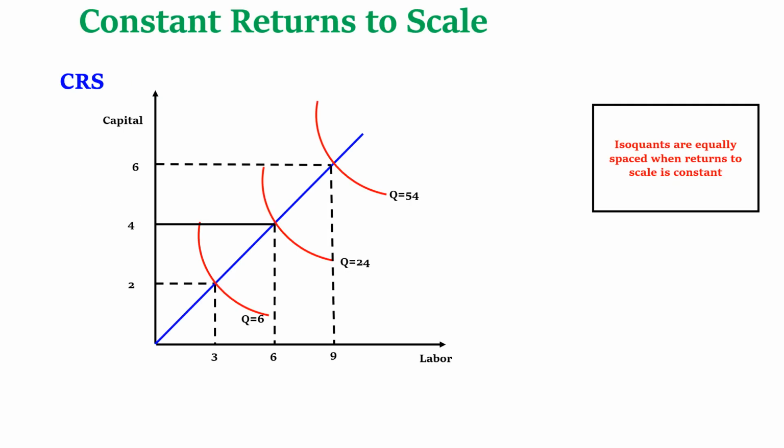So when the farm exhibits constant returns to scale, the isoquants are all what? The isoquants are all equally spaced. They are all equally spaced, as you can see in the diagram here. This is an example of constant returns to scale. So when the farm exhibits constant returns to scale, all the isoquants are equally spaced. Okay.